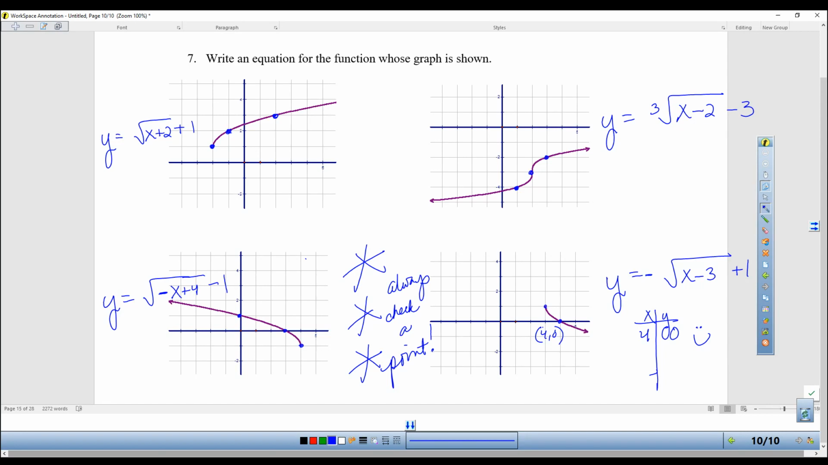But what did I say you should always do? You should always check a point. Oops, minus 4. Duh. Because it's been moved to the right 4. So I still check a point. If this is right, then the point (0, 1) should work. Pick an easy one, right? Here's the point (0, 1). So I plug in a 0. Ooh, I'm already in trouble. I plug in a 0, and I get the square root of negative 4, which is undefined. So I must have made a mistake somewhere.